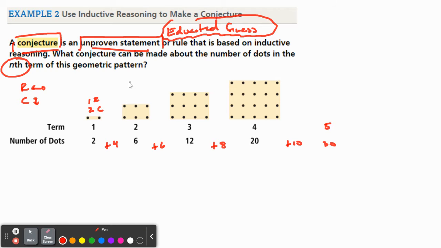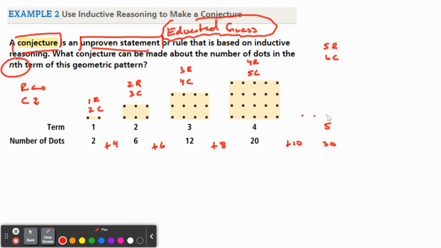In the next one, there are now 2 rows and 3 columns. The next one, there are now 3 rows and 4 columns. The next one, there are now 4 rows and 5 columns. So in the next one, I believe there should be 5 rows and 6 columns. So 5 rows of 6 dots each.